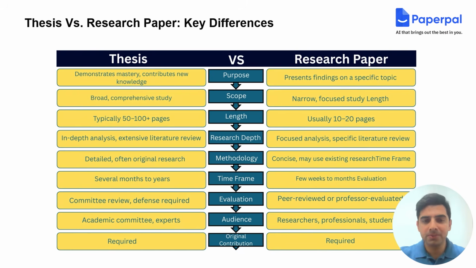Then the audience. The audience for your thesis is very limited. Unfortunately, very few people are going to read your thesis. It's going to be the committee members, your supervisors, and maybe a few other people. But for a research paper, the audience is much larger. Many people will read your paper.